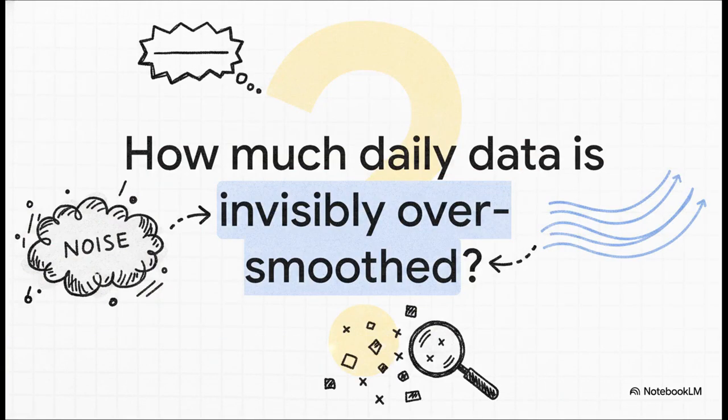I want to leave you with a pretty provocative thought. When we strip away all the natural noise of the world just to make our mathematical models look cleaner and more precise, we might actually be drifting further away from the truth. So the next time you see a perfectly pristine statistical model in the news, ask yourself, has the messiness been preserved or has it been invisibly over-smoothed?